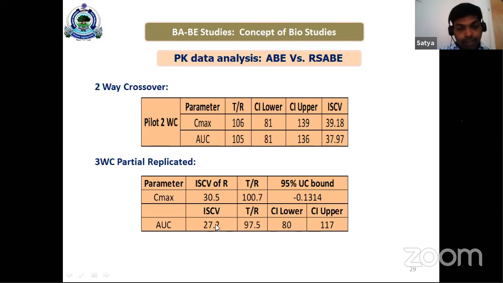In AUC, fortunately, I got my variability less than 30, so the 90% confidence interval I met was 80 to 117. So instead of increasing sample size, which would overburden industries and everything, I changed my design. That is the advantage of changing the design.